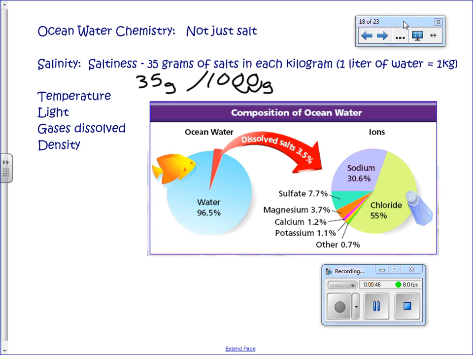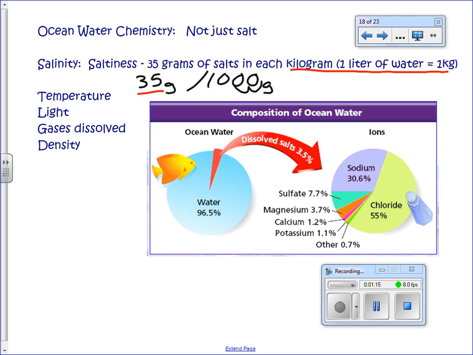salinity is just another way of saying saltiness. Salinity is how much salt is in each kilogram or liter of water. Metric is very nice because 1 liter of water weighs 1 kilogram. Very convenient. And there are 35 grams of salt in 1,000 grams of water. And I showed you that in our little demonstration, how much 35 grams of salt looks like. And it's really quite a bit of salt.